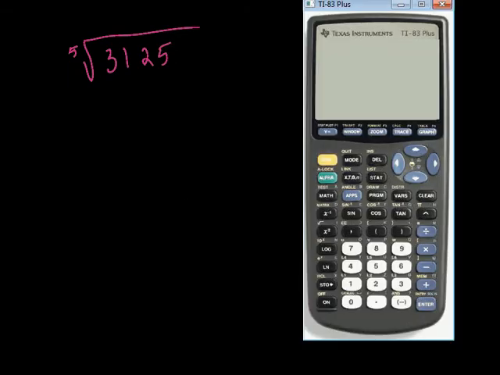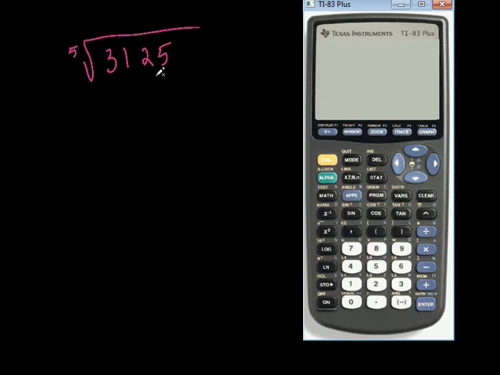Same type of deal, but trying to find... Oh, here's a good one. Look at this one. Fifth root of 3,125. Look at that. Let's give that one a shot.